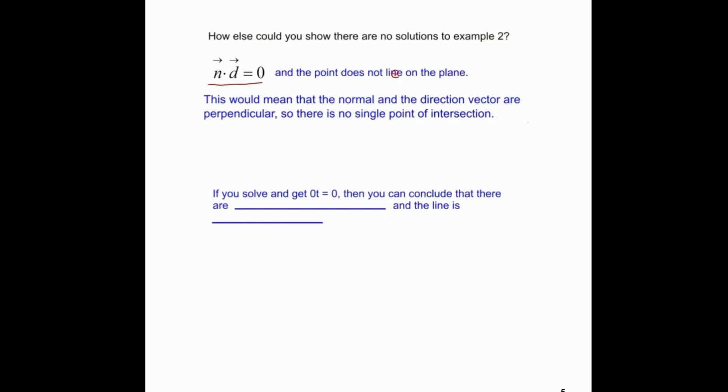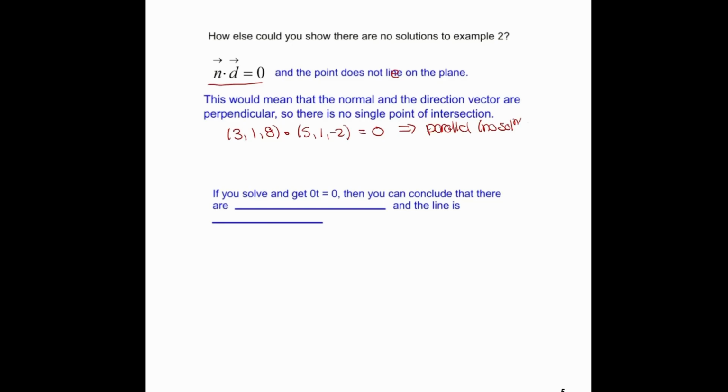So let's try it. If we took our 3, 1, 8 and dotted that with 5, 1, negative 2 from our line and our plane, that will actually equal 0 if you do the dot product. And this is going to tell us that it could be parallel, which means there's no solution.